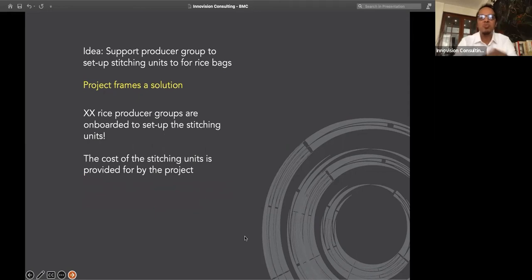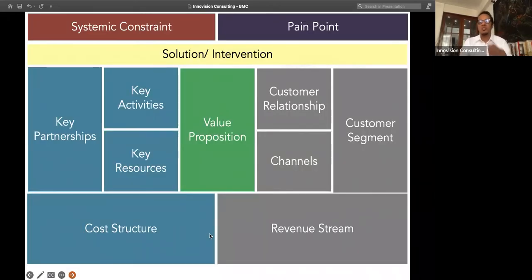So the project frames a solution where they're going to work with the producer groups to set up stitching units for rice bags. The target is that there will be several rice producer groups who would be onboarded by the project. They set up the stitching units, they supply the machines, they bear the cost for the stitching units, and the stitching units start to operate. What happens then? So let's look at the business model canvas for this intervention.